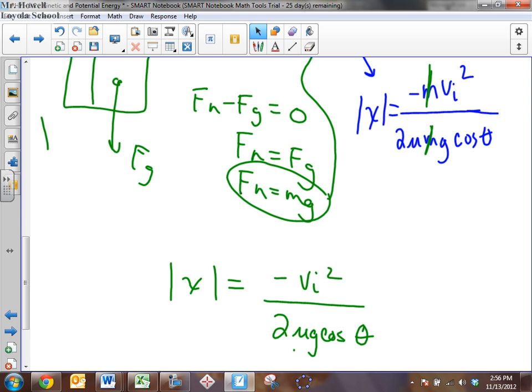If you have this problem on the test, and you get this as your answer, you don't even really need to plug in numbers. If you wrote all this work and got that answer, that's completely right. I couldn't care less what the numbers are once you plug them in. The fact that you know how to go through the problem and come up with a solution is what matters. Now, that doesn't sound like physics.